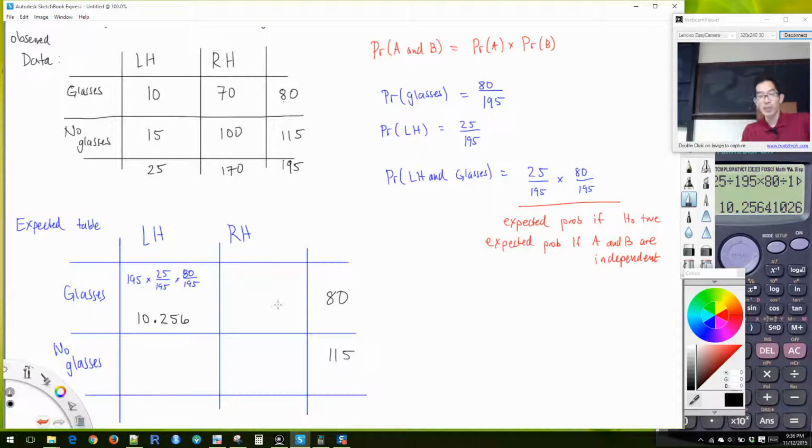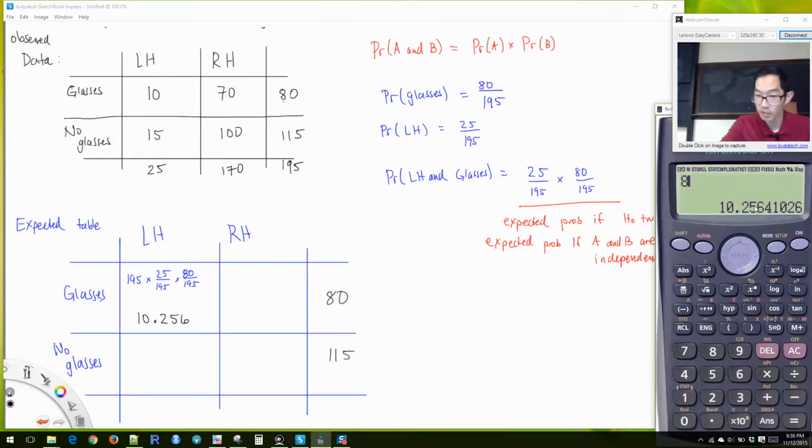Okay? And so this one would be what? 195 times 170 over 195 times 80 over 195, right? But there's another thing. We can say, well, if this is 10.256, and our row adds up to 80, we know that this must be 80 minus 10.256. Okay, so I can just do 80 minus this, and I get 69.745.